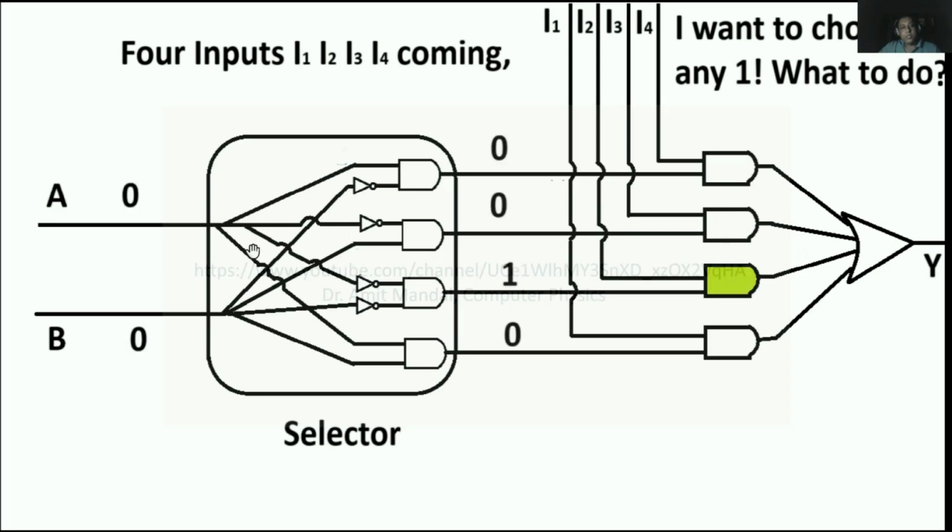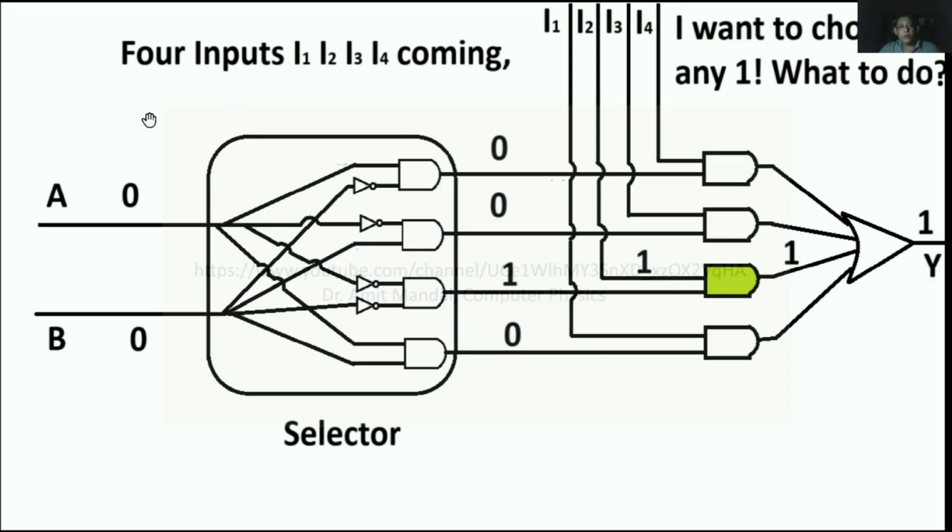So suppose I say that 0 0 is the input to A and B. When 0 0 is the input, this output is 1, so this AND gate is active now. The other input of this AND gate is I2, you can see. So 1 is obtained from the output of this decoder, and suppose from I2 the data bit coming is 1, so 1 AND 1 output will be 1, so ultimately we will get 1 at the final output.